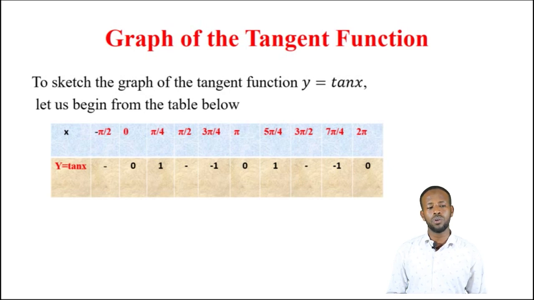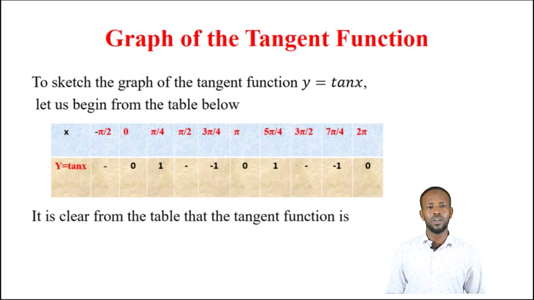It will become 1 over 0. So undefined. We just skip that point. When it is 0, it's like this. When it is pi over 4, it is 1. When it is pi over 2, it is undefined again.